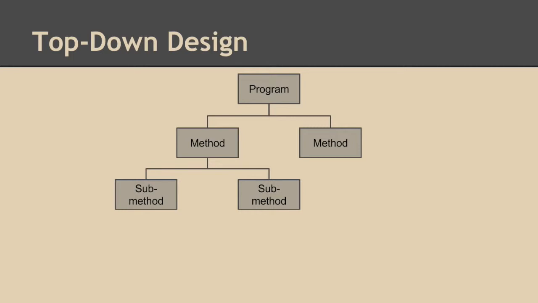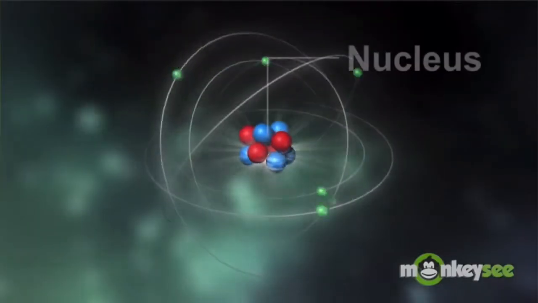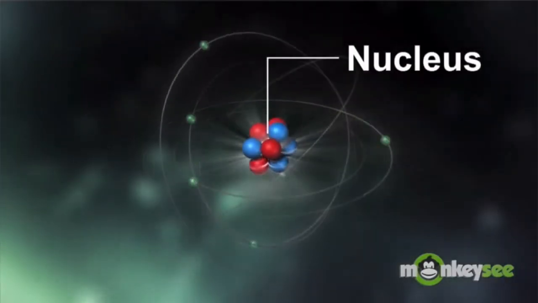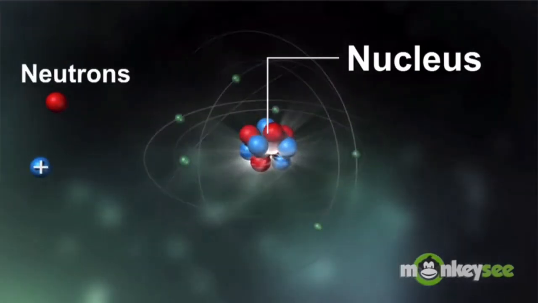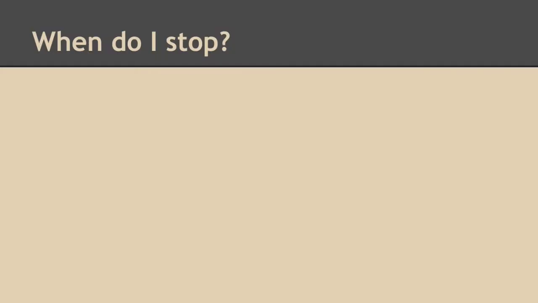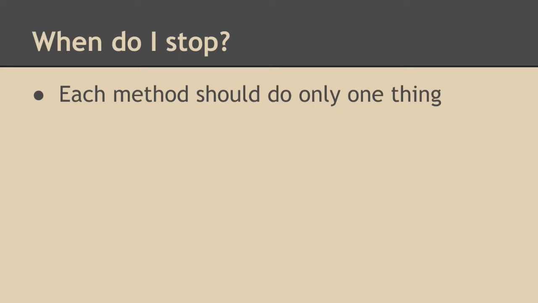Well, a natural thing to wonder is, when would we stop? How do I know when I've gotten my methods small enough, or my subproblems small enough? Well, an obvious answer is when you think you can solve them, but there are some other rules that we can use to determine when a method is small enough. So, first of all, make sure that every method that we write should only do one thing. It should have a single purpose. And if it does more than one thing, then maybe we should decompose it into smaller bits.